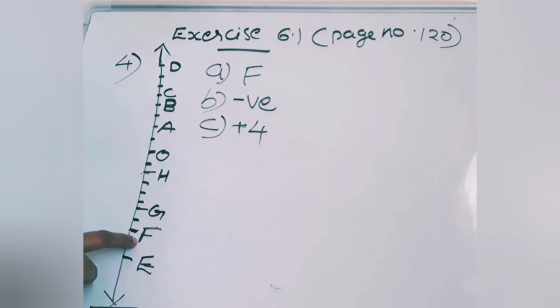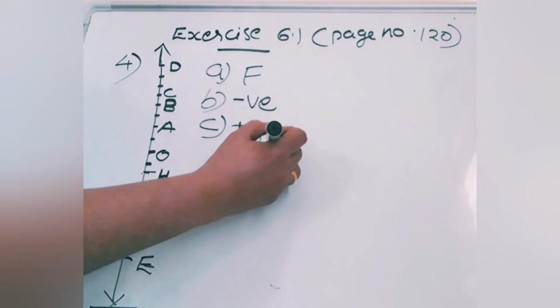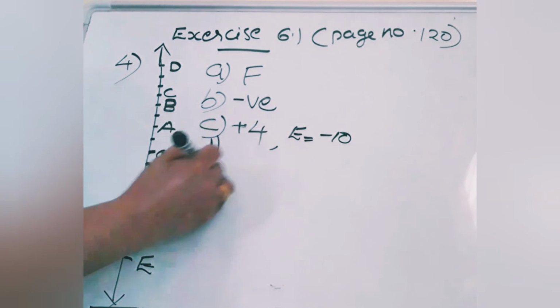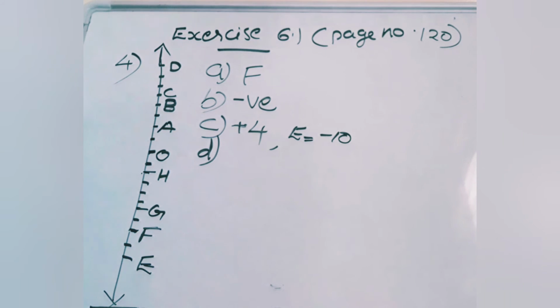In the previous question, question number A, we have already told which one? F will be negative 8. So this is negative 9, negative 10. So E will be what? E will be negative 10. Okay. So question C is also done.